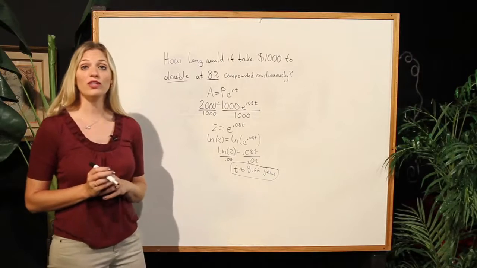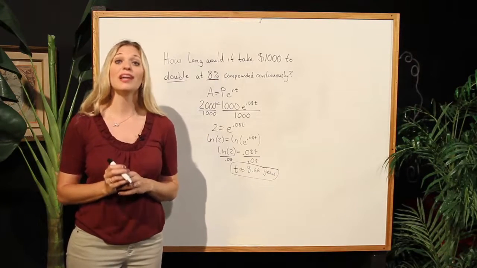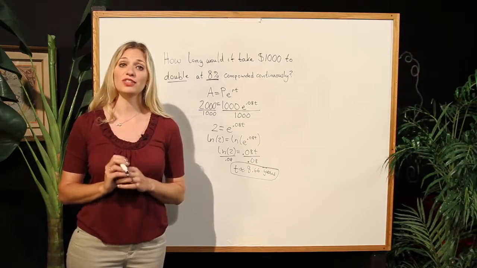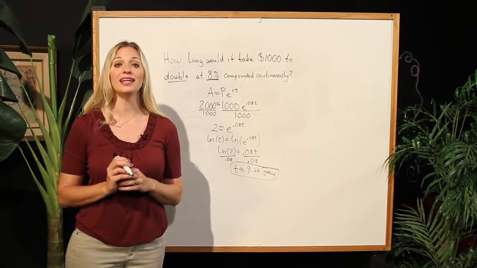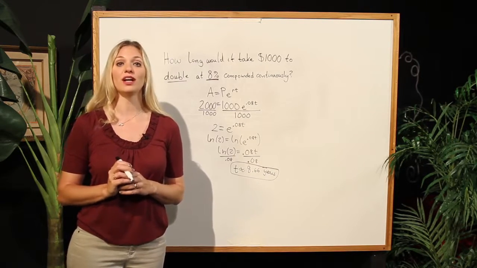When solving an equation about compounded interest, if you see the word continuously present, you will use the equation A is equal to P times e raised to the rt power.